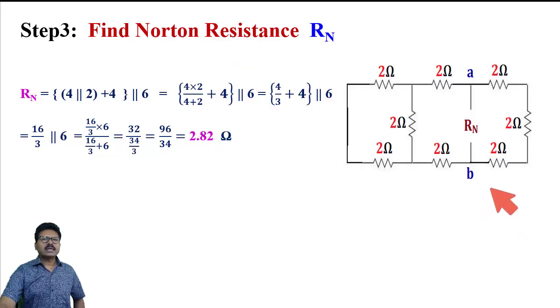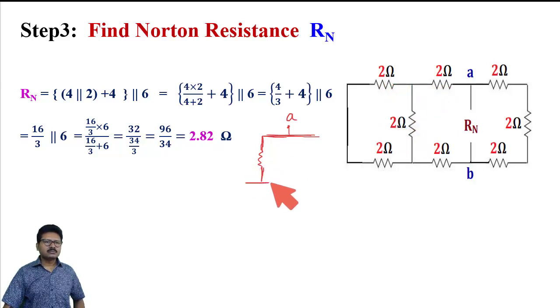Now to calculate the Norton resistance, first we need to check which resistances are in series and which resistances are in parallel. If we feel any difficulties, we will redraw the circuit. I am redrawing the circuit. Starting from A, 2 paths, one is at left side, another one is at right side. Left side started with 2 ohm. After this 2 ohm, again 2 paths. One is 2 ohm, another one is 2 ohm.